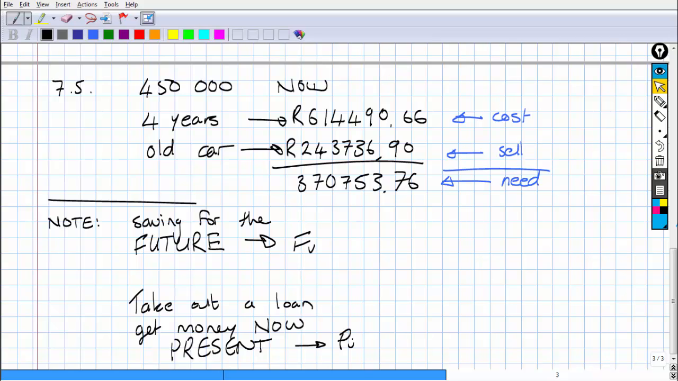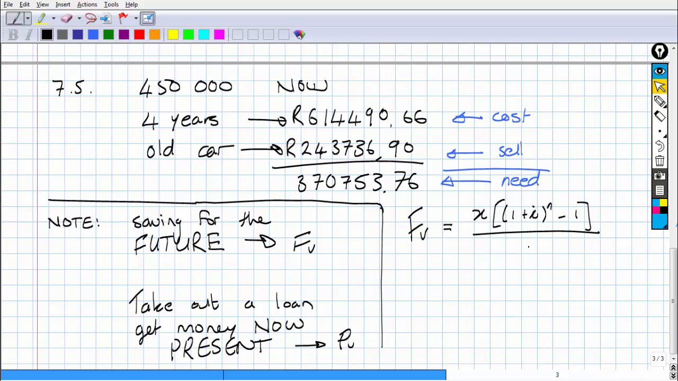If you are saving for the future, it is future value. So what are we doing with a sinking fund? We are saving for the future, so we must use the future value formula. Look on your formula sheet and you see it's 1 plus i to the power of n, minus 1, divided by i.